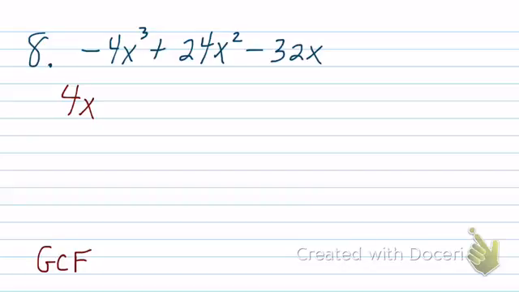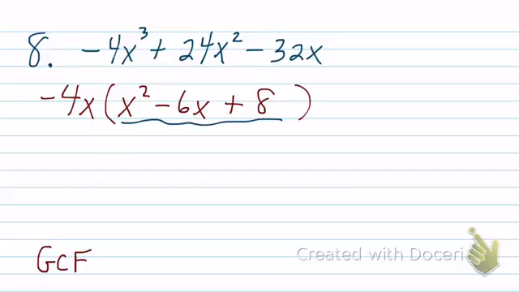Now, anytime your first term is negative and you're factoring out a GCF, we want to factor out a negative. So we'll use negative 4x as our GCF. So let's see, we need something times negative 4x, that's negative 4x cubed. We're going to need an x squared. Be careful with your signs here. To get a 24x squared, we're going to have to multiply by a negative 6x. And then to get a negative 32x, we're going to have to multiply by a positive. It'll be plus 8.